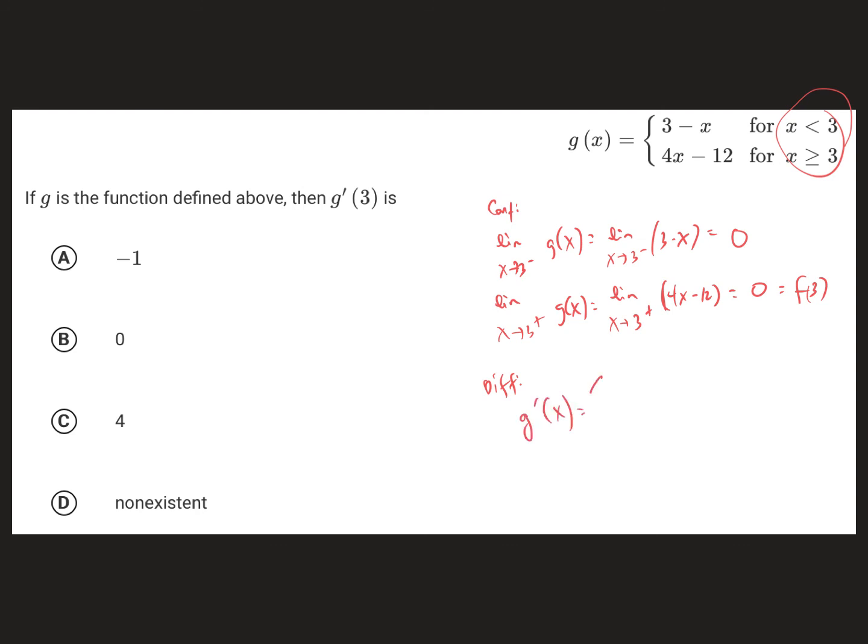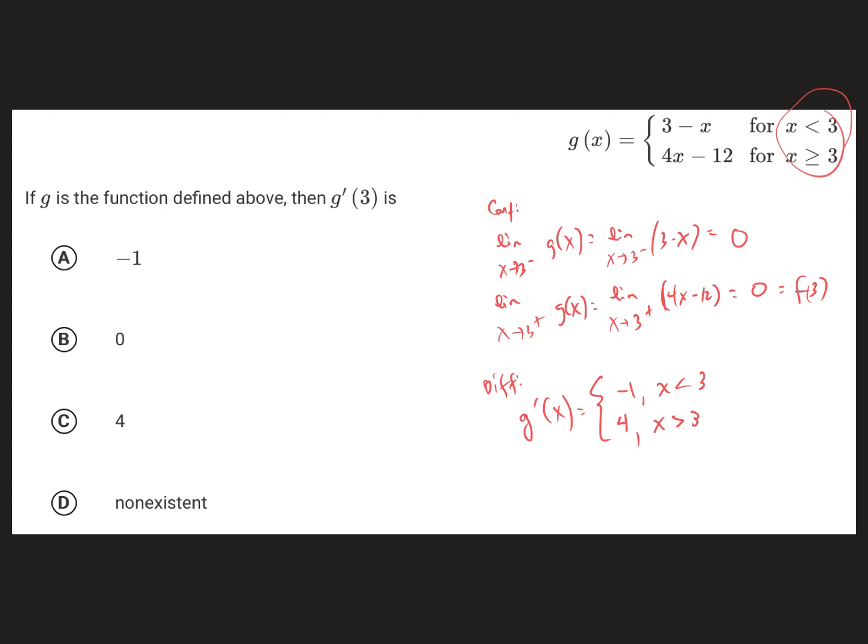So when you're taking the derivative of a piecewise function, you can take the derivative of each piece separately. So the derivative of 3 minus x, the derivative of 3 is 0, constant multiple rule. The derivative of negative x is negative 1. And that's true when x is less than 3. The derivative of 4x minus 12, power rule, would be 4, and the derivative of negative 12 by the derivative of a constant rule will be 0. And that's true when x is greater than 3.